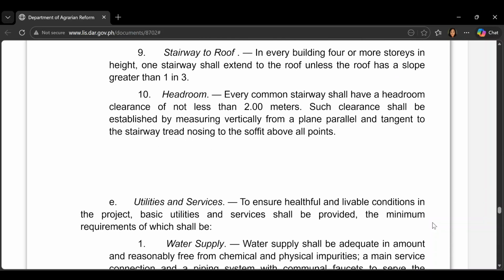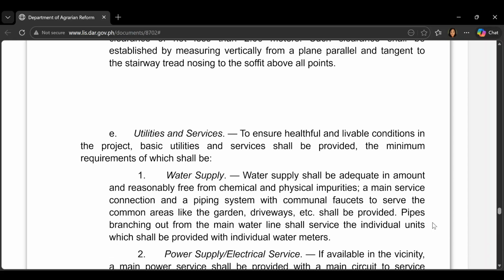9. Stairway to roof. In every building 4 or more stories in height, one stairway shall extend to the roof unless the roof has a slope greater than 1 in 3. 10. Headroom. Every common stairway shall have a headroom clearance of not less than 2 meters. Such clearance shall be established by measuring vertically from a plane parallel and tangent to the stairway tread nosing to the soffit above all points.